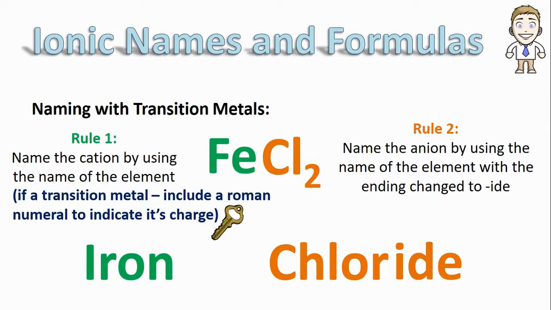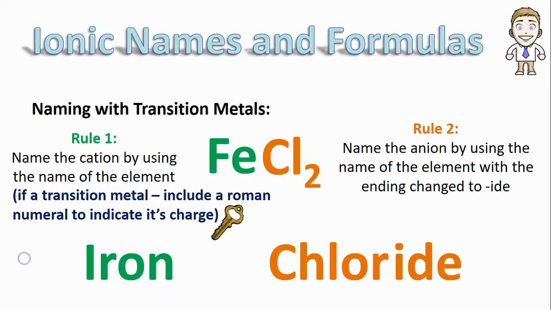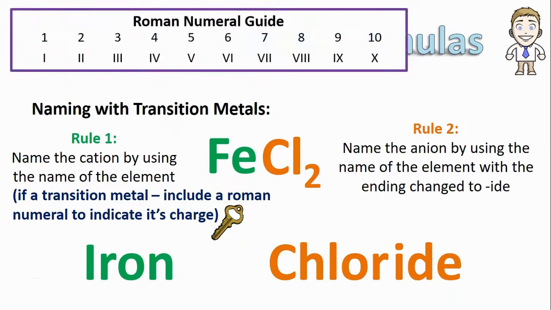If your metal is a transition metal, you need to also include a Roman numeral that indicates its exact charge. And we do that because a transition metal like iron can be different things. Is this iron with a +2, or is it iron with a +3, or maybe even something else? You have to include that information in the name with a Roman numeral. So I've got a little guide that we can use for Roman numerals in case you're not familiar. This goes up to 10. You won't have to go past that.